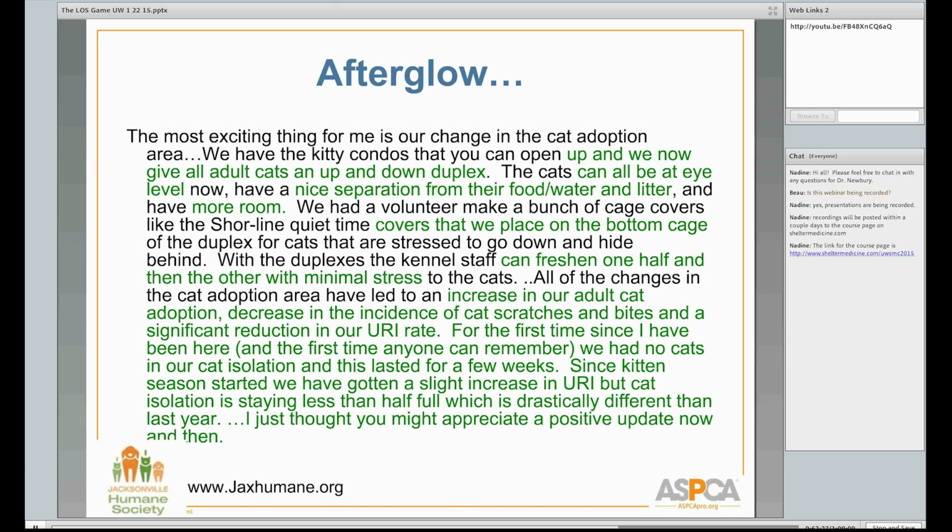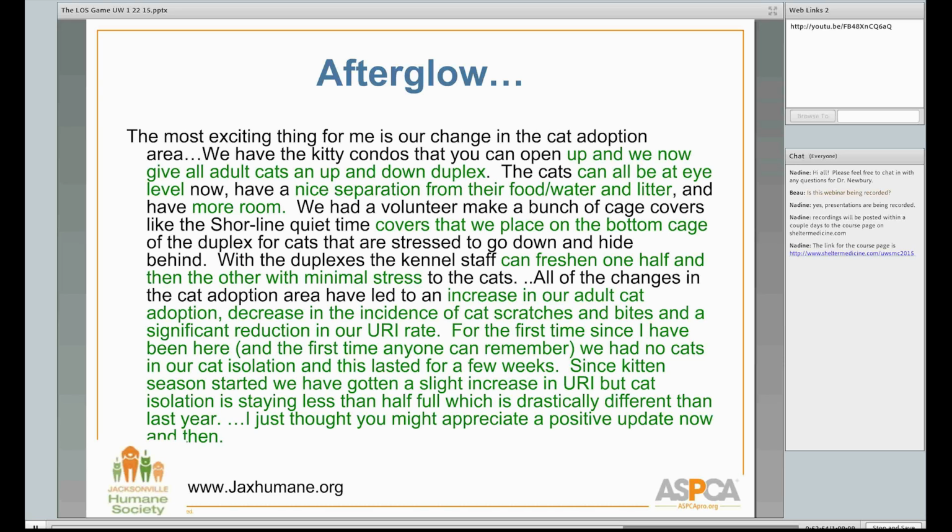and have more room. We have a volunteer make a bunch of cage covers, like the quiet time covers that we place on the bottom of the cage. With the duplexes, the kennel staff can freshen one half and then the other with minimal stress to the cat. So that's incredible. Now we can even change our whole process of care, right? Now we can do spot cleaning in a way that doesn't stress the cats and also can really minimize the amount of infectious disease that's happening.